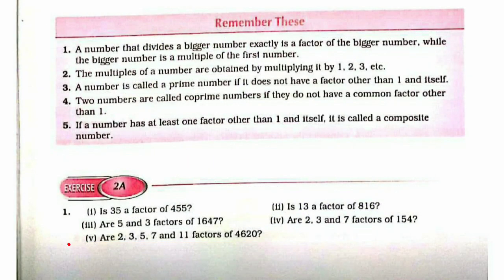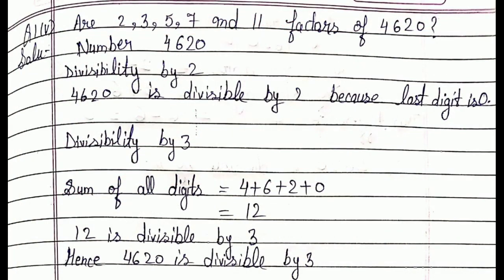Now next part, number 5. Are 2, 3, 5, 7 and 11 factors of 4620? So how we will find out this? We will check all the divisibility rules for this number. Let us look. First we will check the divisibility rule by 2. We know that according to the rule, if the last digit is 0, 2, 4, 6, 8, then it will divide by 2. Here the last digit is 0, it means this number is divisible by 2.